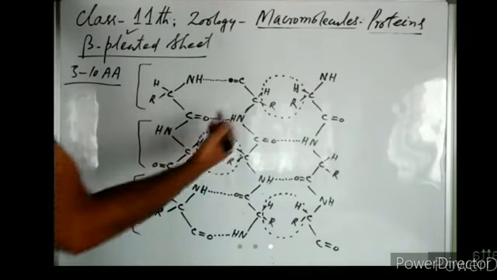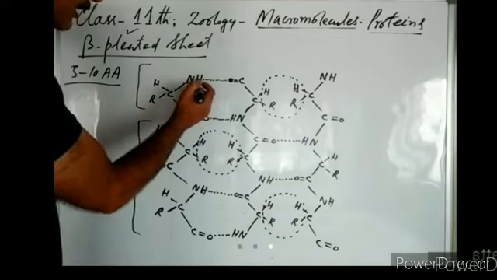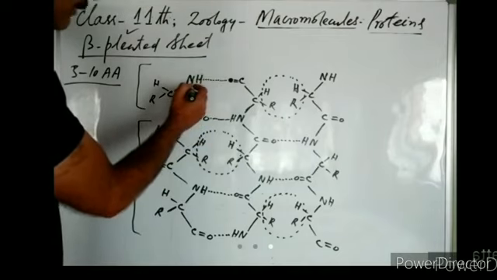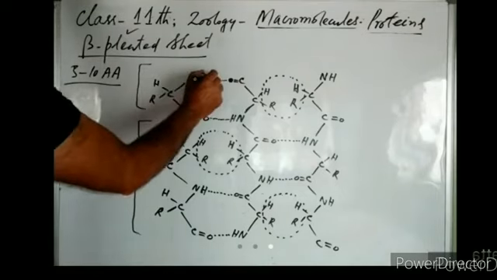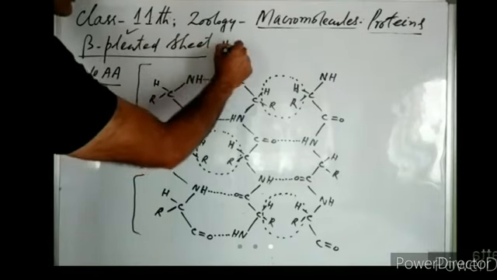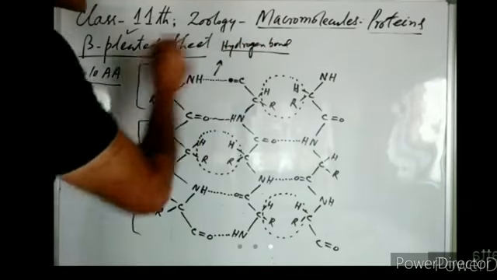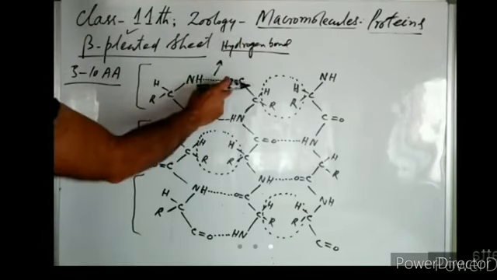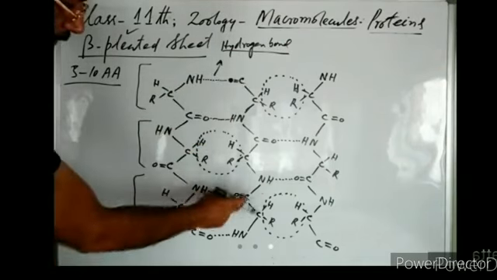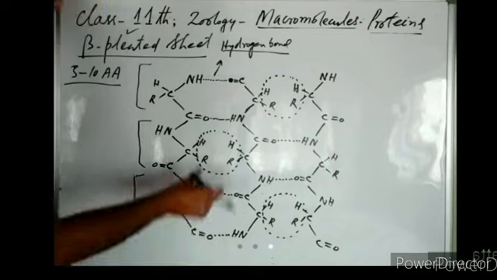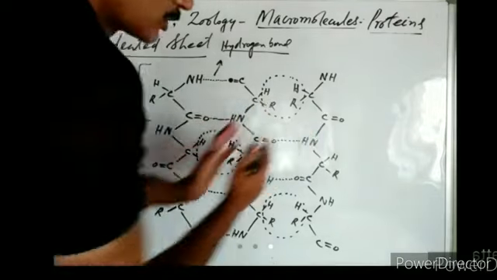They get joined by hydrogen bonds formed between hydrogen and oxygen of amino group and carboxyl group. This is a hydrogen bond. This hydrogen bond is formed between amino group and carboxyl group. So these hydrogen bonds keep these chains joined to each other.